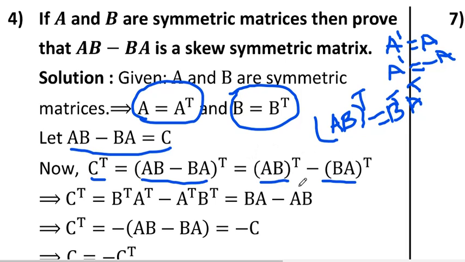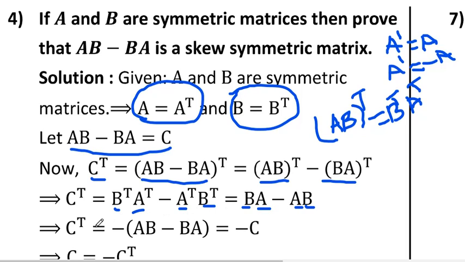And if you apply that result now, it is B transpose into A transpose, minus A transpose into B transpose. What is B transpose? B, because A and B are symmetric matrices. B transpose is B, A transpose is A, and A transpose is A, and B transpose is B, which is equal to BA minus AB. And you can take minus sign common.